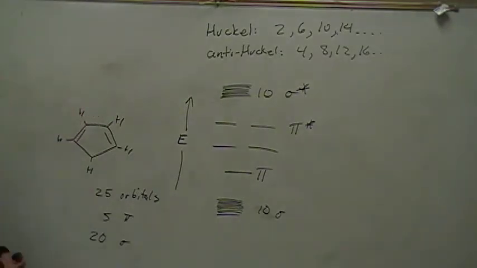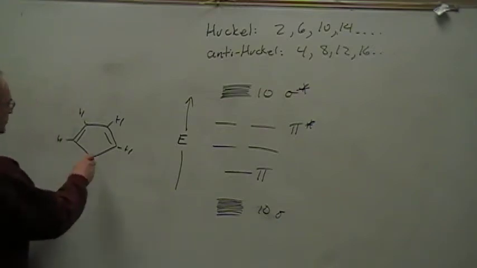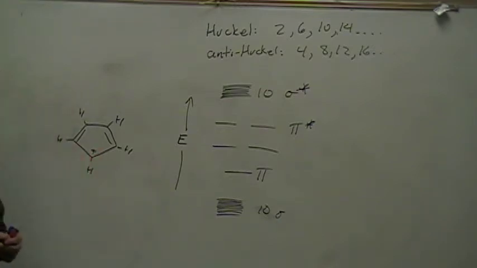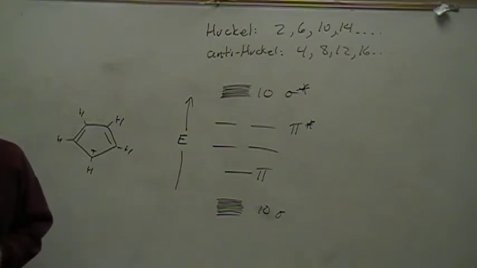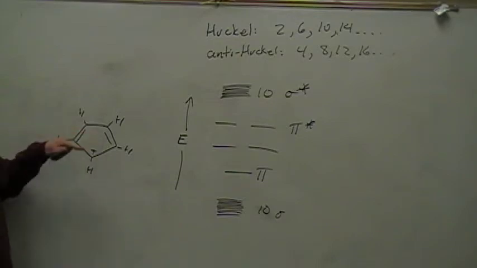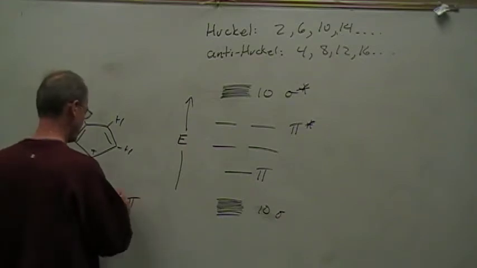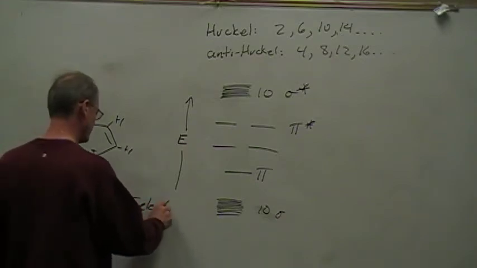Okay. Now let's put in electrons. So let's start with the carbocation, in which that's a positive charge. How many pi electrons do we have to put in there? 2 from that double bond and 2 from that double bond. Nothing from this carbon, so that's a total of 4 pi electrons to put in. 4 pi electrons.